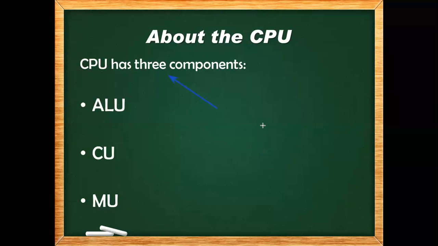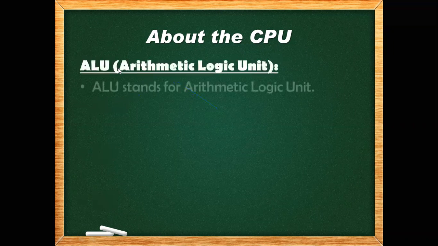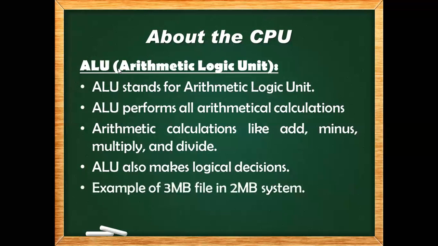Okay, so let's see the first one, and one by one we will see the full form and the working of these. So the first one is ALU. Let's see what the first part is. ALU means A stands for arithmetic, L stands for logic, and U stands for unit.